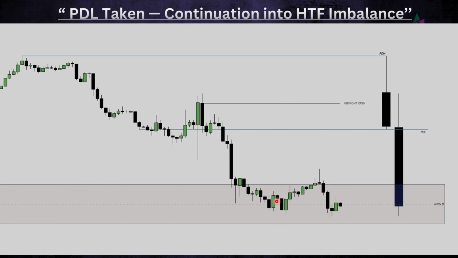And when you look at these examples side by side, the behavior becomes clear. Some days, price takes a level and then changes direction. Other days, price takes a level and continues into something larger. And that's why prior day highs and lows are treated as key references and not places where price has to stop.